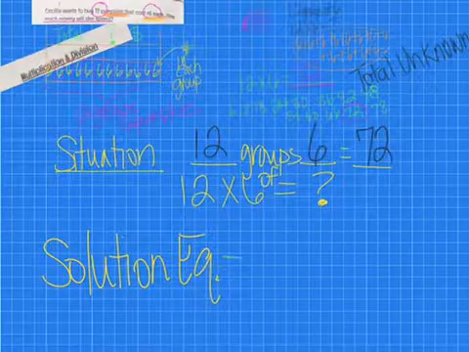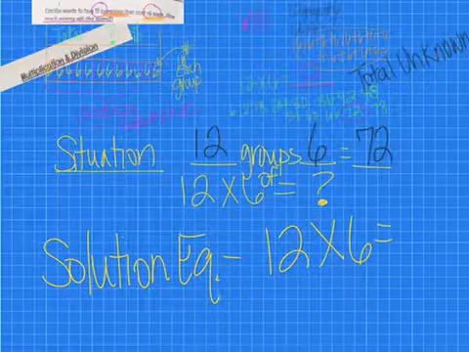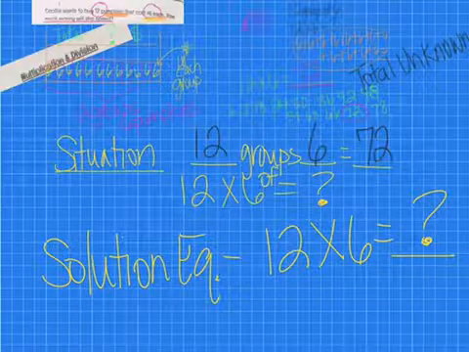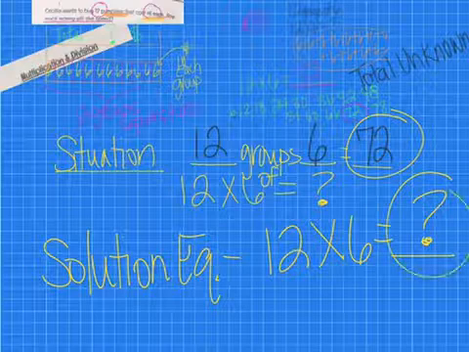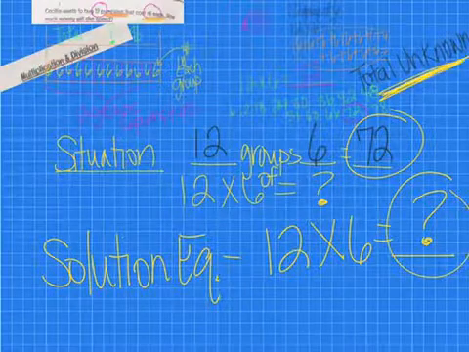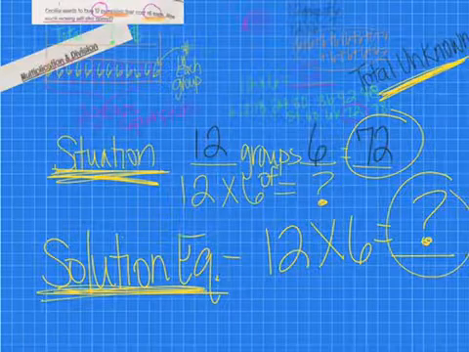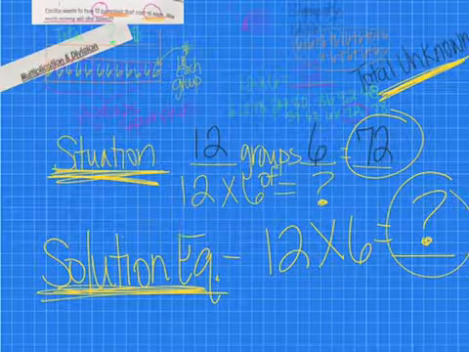And the way that we solved was just multiplying 12 times 6 to equal the total, what we were looking for. Since 72 was our answer and we had a total unknown problem, both the situation equation and the solution equation were exactly the same. 12 times 6 equals question mark.